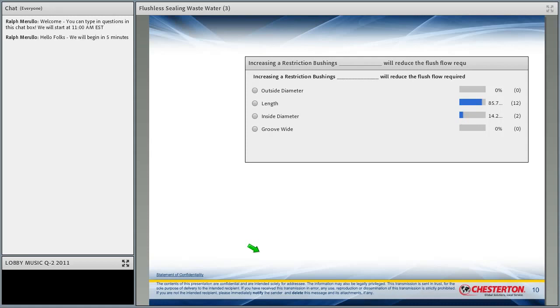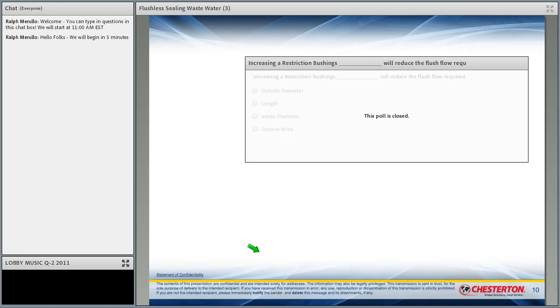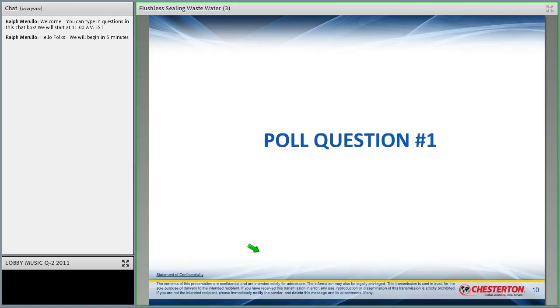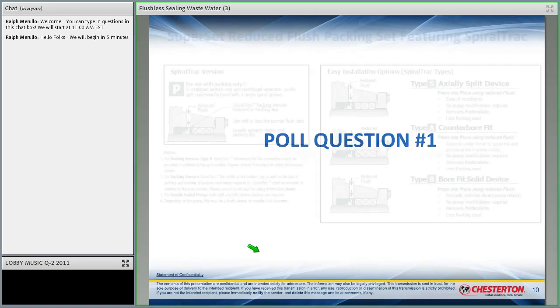However, you get credit for inside diameter too. There you go. All right? That's good. Okay. So I'm going to end this and hide this. All right. So let's keep going here.